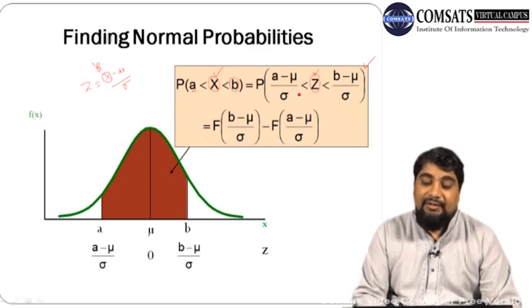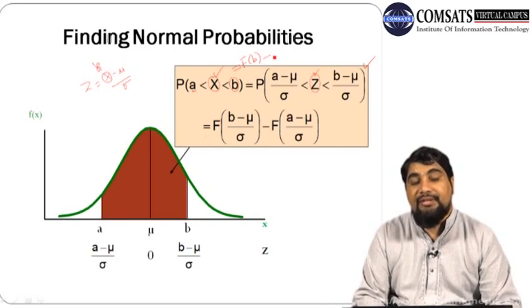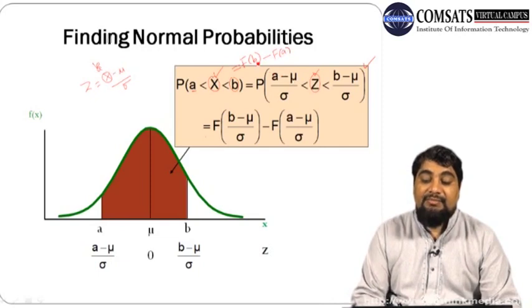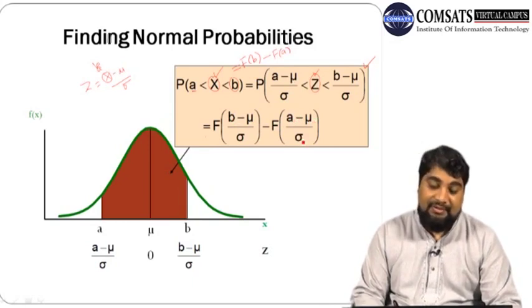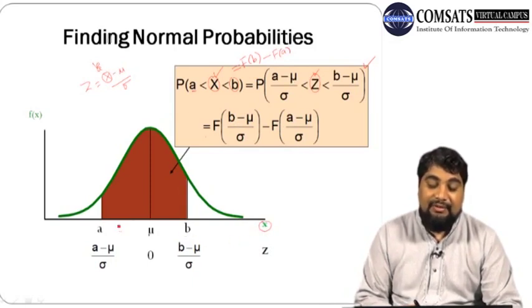We already know that this probability is found by using the concept of the cumulative distribution function, that is F of b minus F of a. So here again, replace b by b minus mu over sigma, minus F of a minus mu over sigma. Here we have this x scale, where x is equal to its mean.